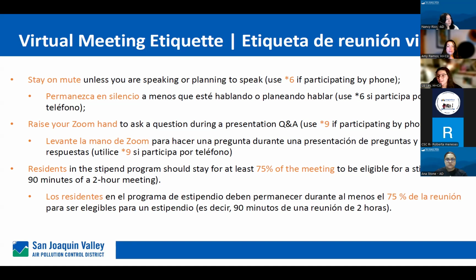And one final reminder for our residents in the stipend program to please stay on for at least 75% of tonight's meeting, which is around 90 minutes, to be eligible for the stipend.